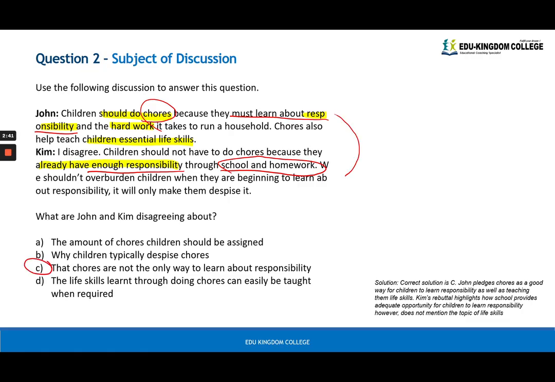Now, this is confusing because they also pose different arguments, right, about essential life skills and about how we shouldn't overburden children and so on. But you have to really tap in to what is the commonality between John and Kim. And here it is the responsibility learning through chores.